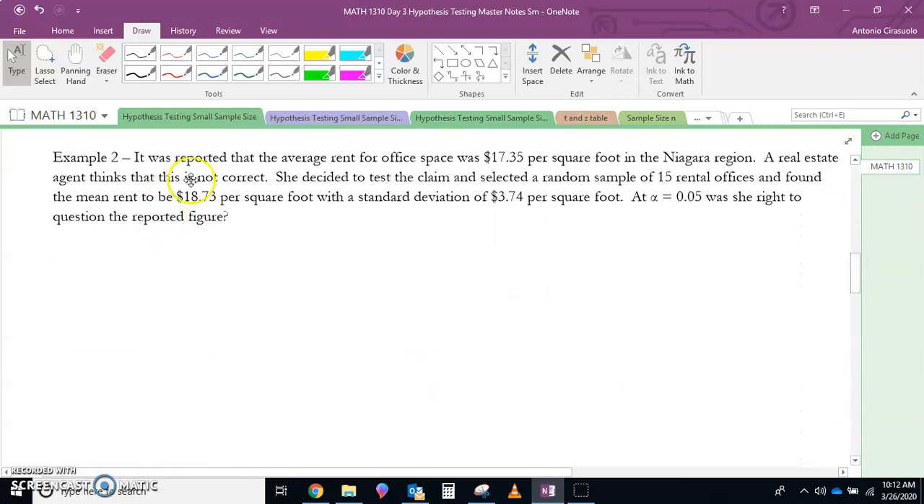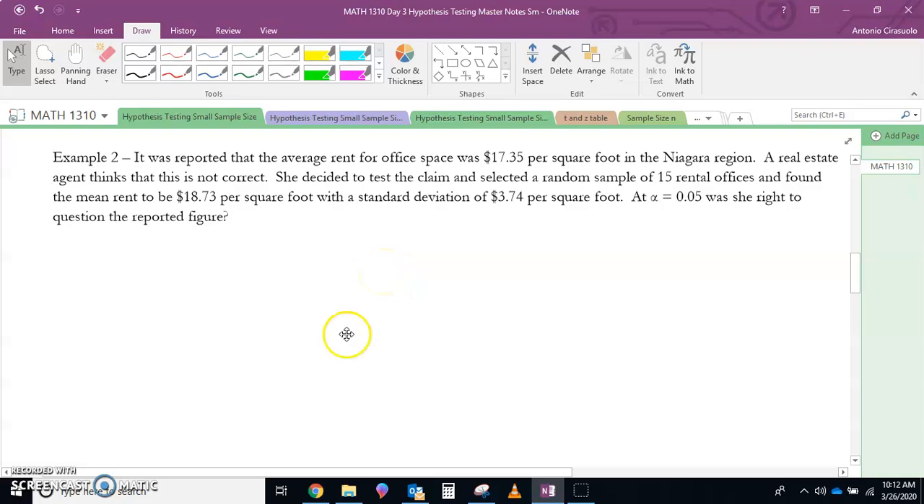So with this example, it says it was reported that the average rent for office space was $17.35 per square foot in the Niagara region. The real estate agent thinks that this is not correct. She decides to test the claim and selected a random sample of 15 rental offices and found the mean rent to be $18.73 per square foot, with a standard deviation of $3.74 per square foot. At alpha 0.05, was she right to question the reported figure?